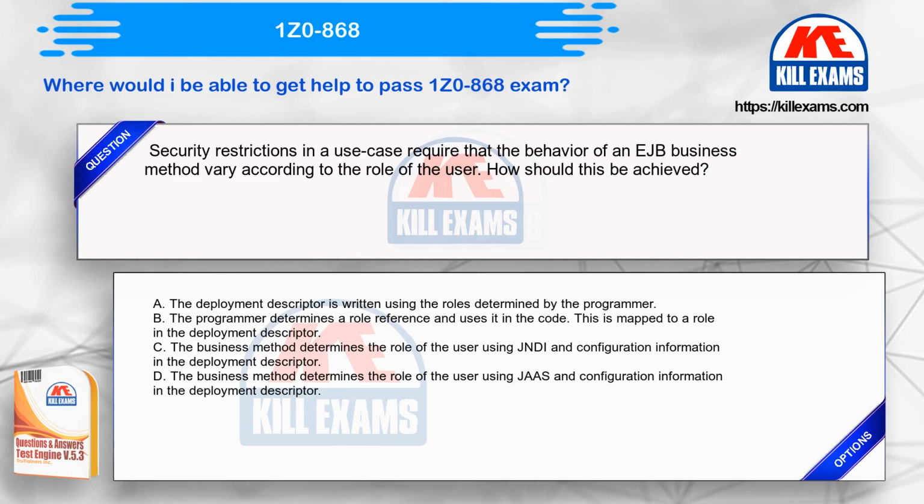Option C. The business method determines the role of the user using JNDI and configuration information in the deployment descriptor. Option D. The business method determines the role of the user using JS and configuration information in the deployment descriptor.